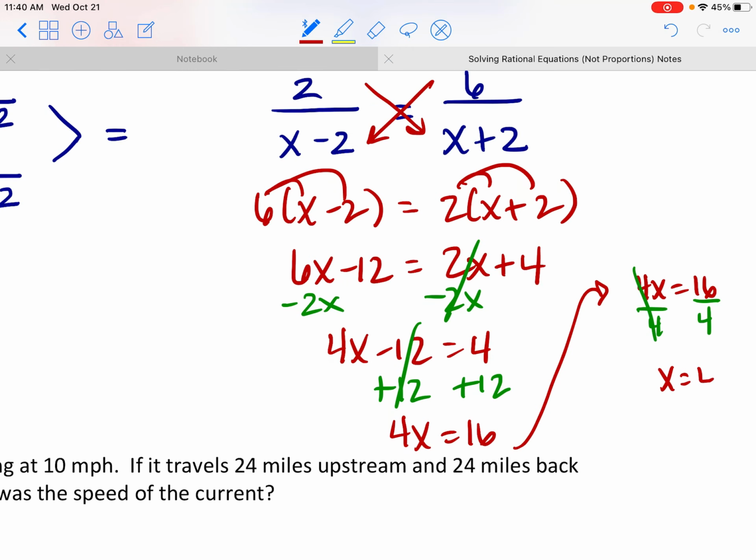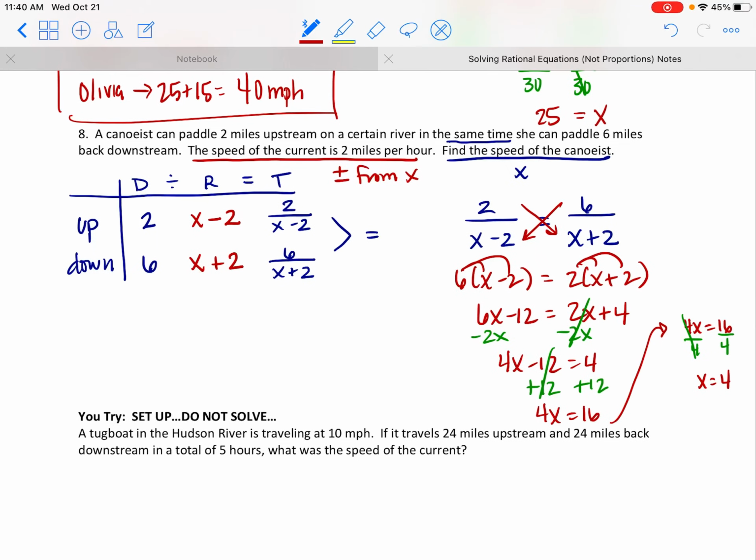Again, out of context, we could just box that in, but what does that x represent? That is the speed of our canoeist. She's going 4 miles per hour; upstream, 2 miles per hour because the current's slowing her down, downstream, 6 miles per hour because it's speeding her up. So the canoeist is traveling at 4 miles per hour. That's, I don't know, fast or slow. Seems slow, but on a canoe in the water, maybe it's fast.